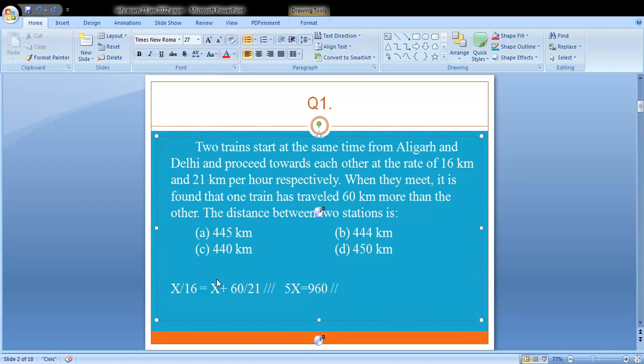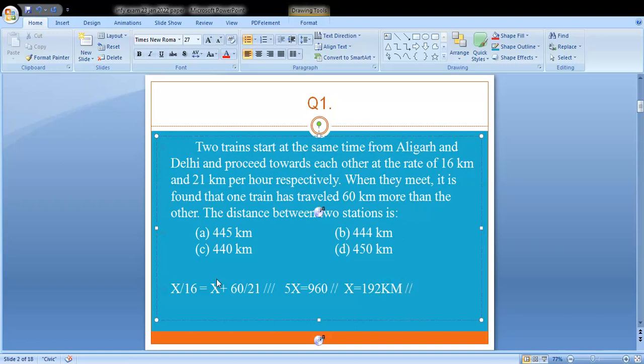From this we can tell clearly that x equals 960 by 5. 5 nines are 45, 5 twos are 10. So 192 kilometers.